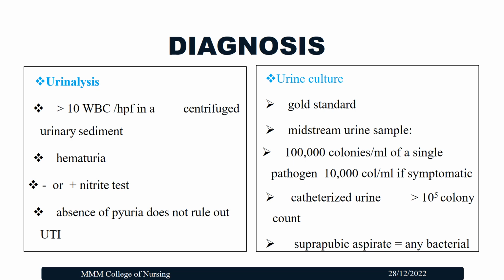In urine culture, the gold standard is a midstream urine sample with more than 1 lakh colonies per ml of a single pathogen, and 10,000 colonies per ml if symptomatic. Catheterized urine: more than 1 lakh colony count. Suprapubic aspirate will give you the presence of bacteria.